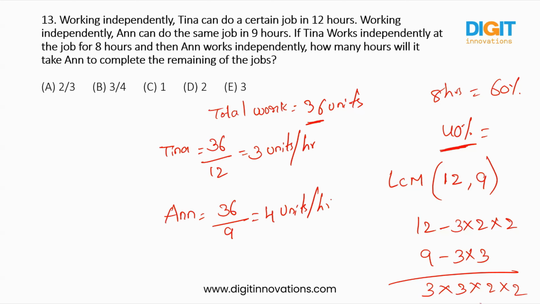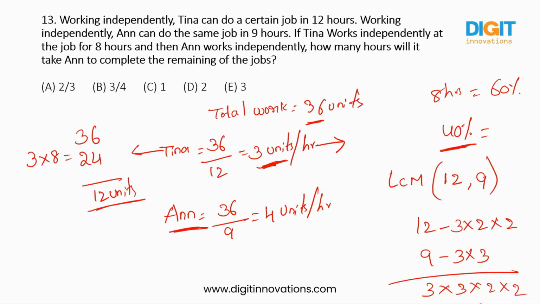Tina worked 8 hours. That means 3 into 8, 24. So in the 36, 24 were completed. How many remaining were there? 12 units. So now these 12 units should be completed by Anna. How many hours she will take to complete the 12 units, they were asking. In a single hour, she can complete 4 units.